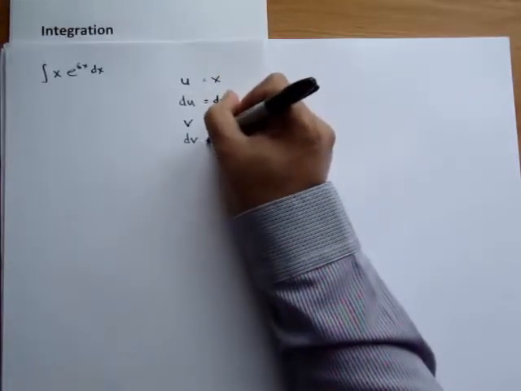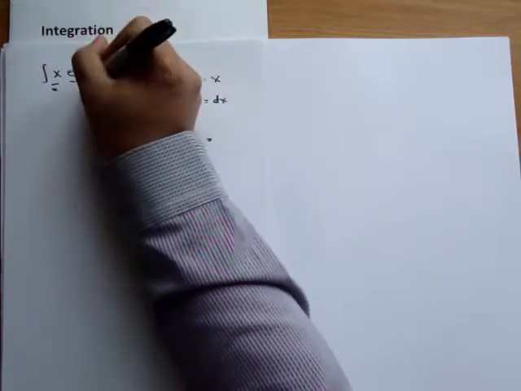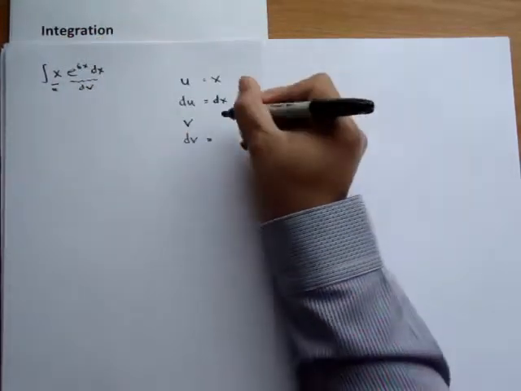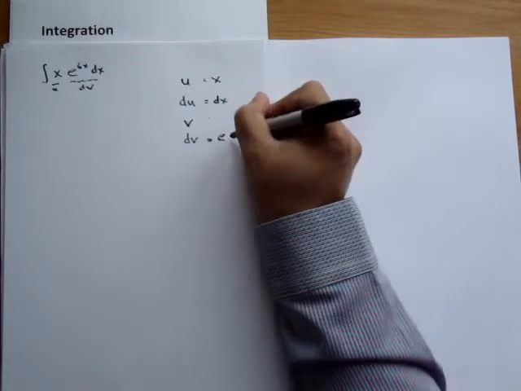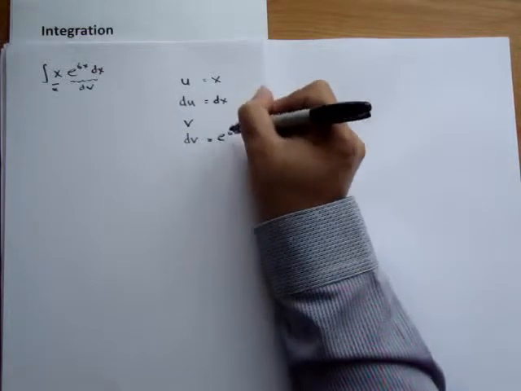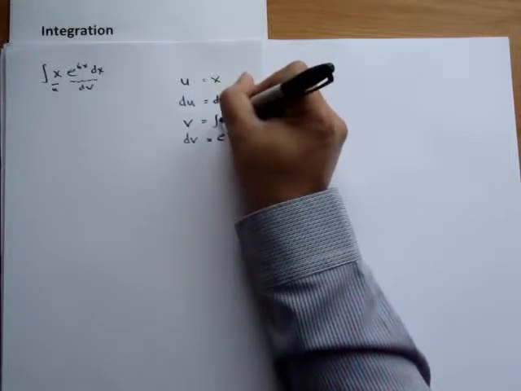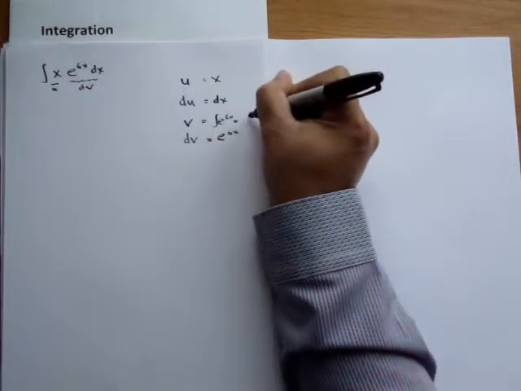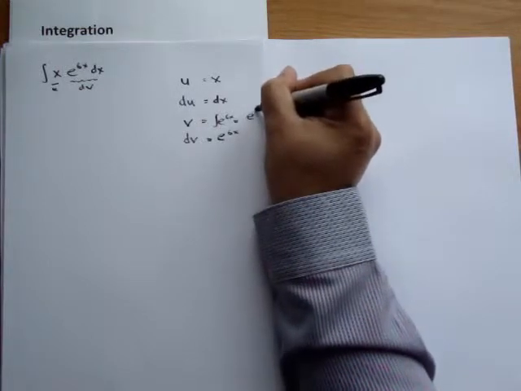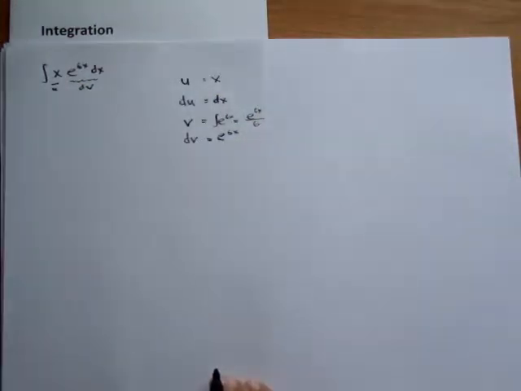Our dv, so this is our u, and the rest becomes dv. Our dv becomes e to the 6x, and then our v is the integral of e to the 6x, which is e to the 6x over 6, or 1/6 e to the 6x.